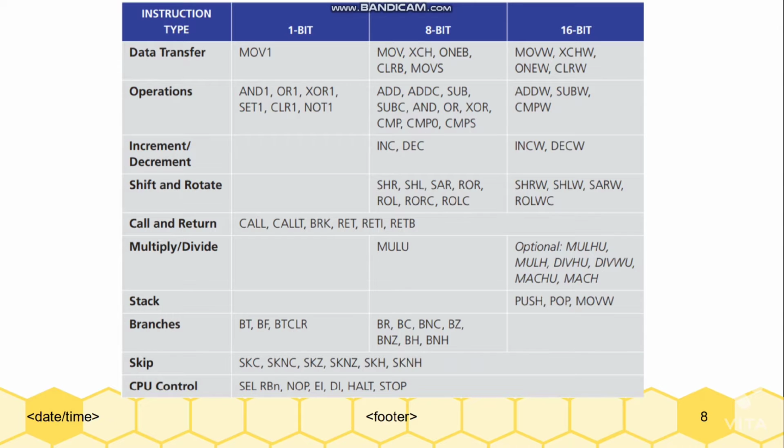For increment or decrement, we have INC, DEC. For shift and rotate, we have SHR, shift right. SHL stands for shift left, and SAR stands for shift arithmetic right. ROR stands for rotate right, like that.